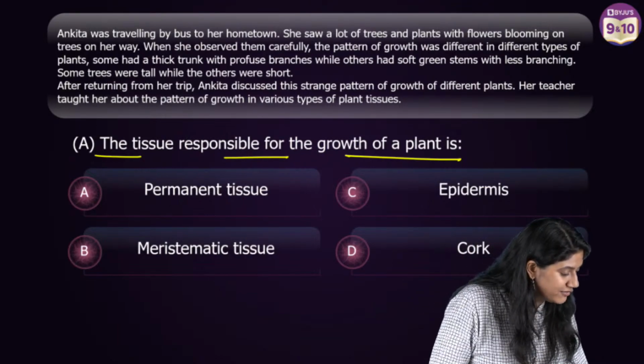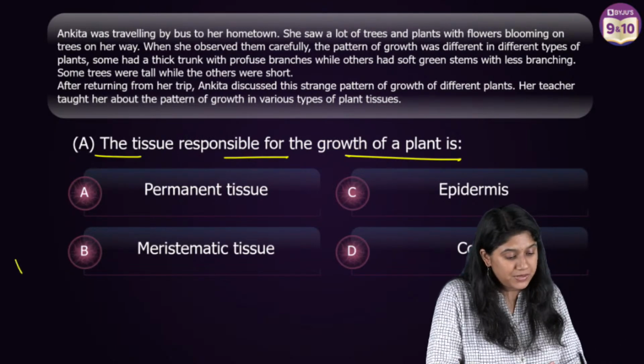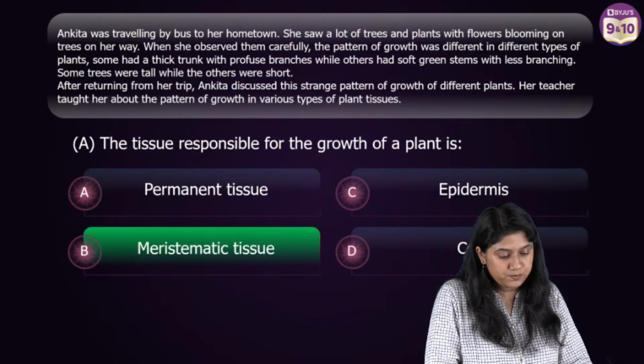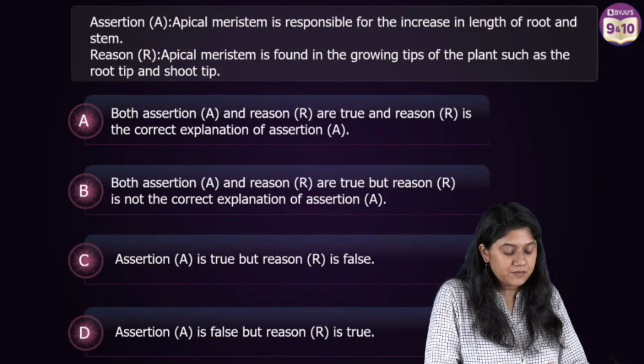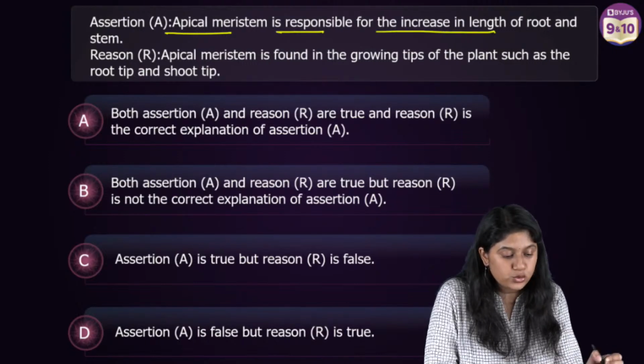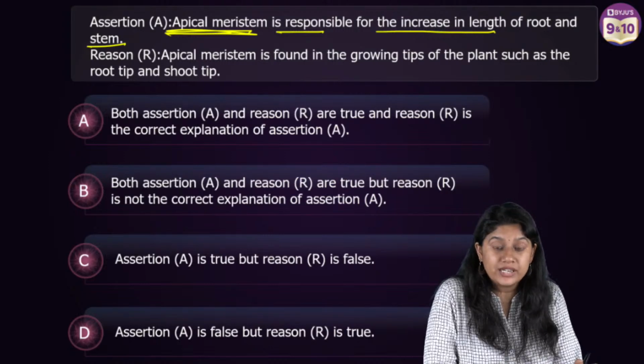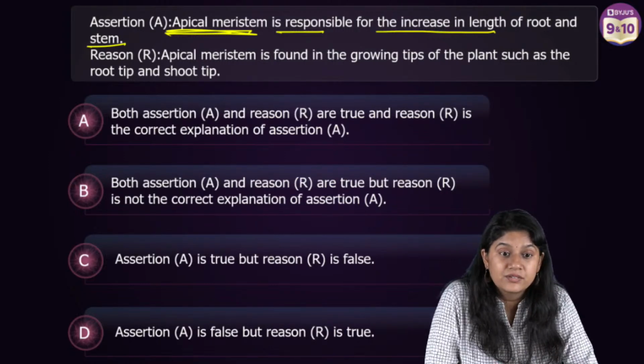Yes, okay. I hope that I've answered your question. Very good, everyone. Option number B is the correct answer. That is the meristematic tissue. Moving to the B part. Apical meristem is responsible for the increase in length of the root and stem.